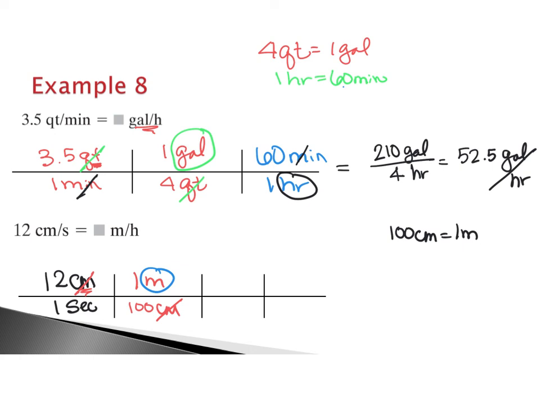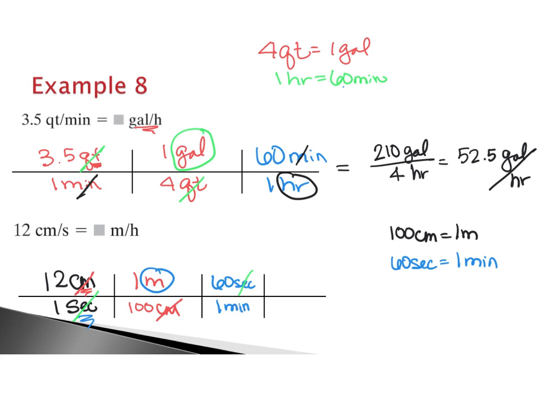And now I need to convert my seconds into hours. Now some of us might not know how many seconds there are in an hour, which is fine, but I know that I can always go from seconds to minutes and minutes to hours. So hopefully we know that there are 60 seconds in 1 minute. So I can go ahead and use that. I'm going to put my 60 seconds up here and my 1 minute on the bottom. So what this does is cancel out my seconds. And if I look at my units, right now I'm left with meters per minute.